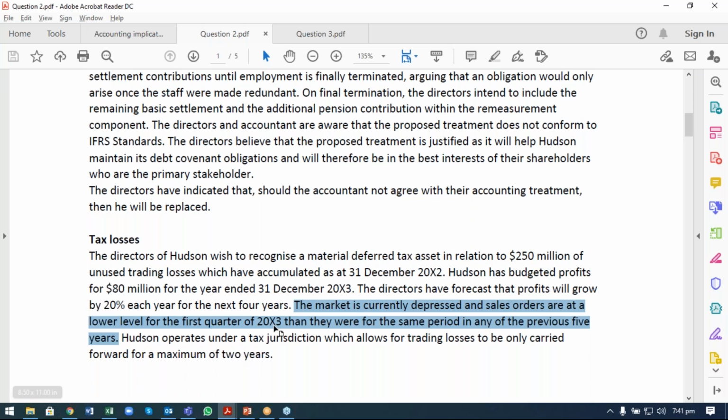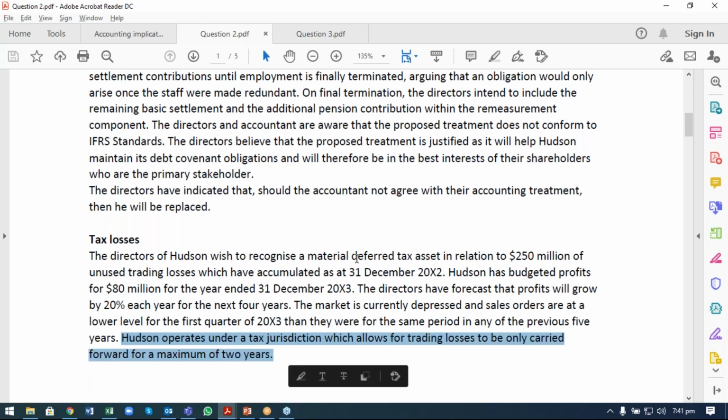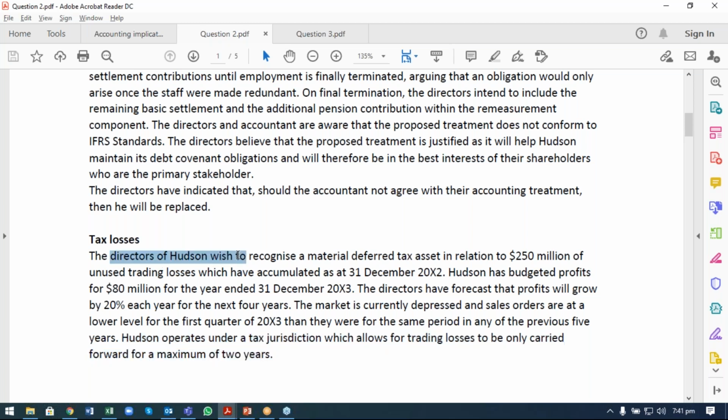notes. Hudson operates under a tax jurisdiction which allows the trading losses to be only carried forward to a maximum of 2 years. You can see here, Hudson directors have wished to recognize a material deferred tax asset in relation to 50 million of the unused tax losses. If you can assume that the projection provided by the directors was 80 million within the next year, how much would the profits increase?